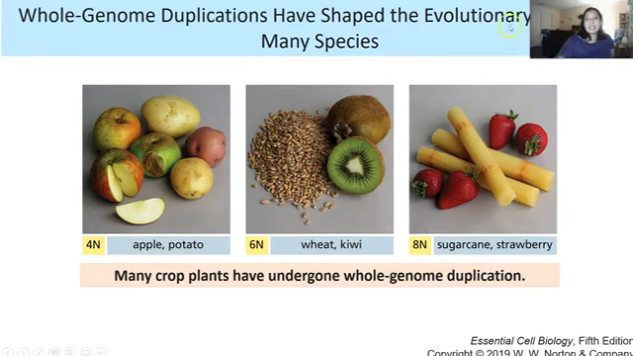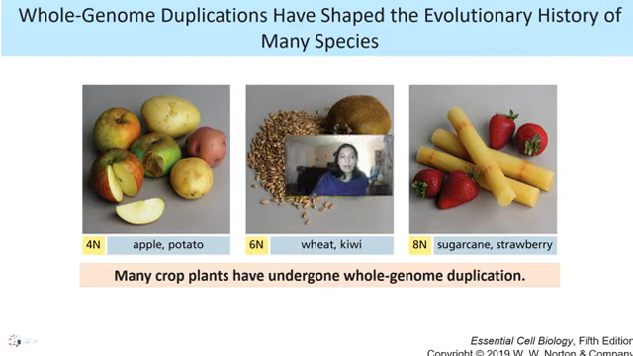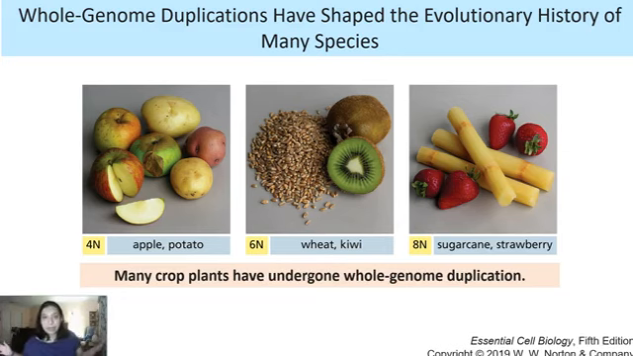Now, this kind of thing doesn't just happen at a single gene level, but rather whole genome duplications can occur as well. And many times this happens in plants, and that can lead to many of your modern crops. Actually, the ones that you find in the supermarket are a result of whole genome duplication. So for example, apple and potato are 4n, so they have 4 copies of the genome, not just 2. Kiwi and wheat have 6, and sugarcane and strawberry have 8.